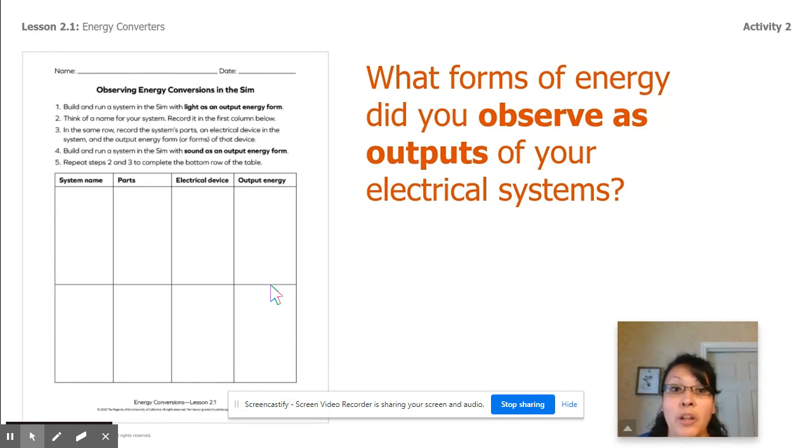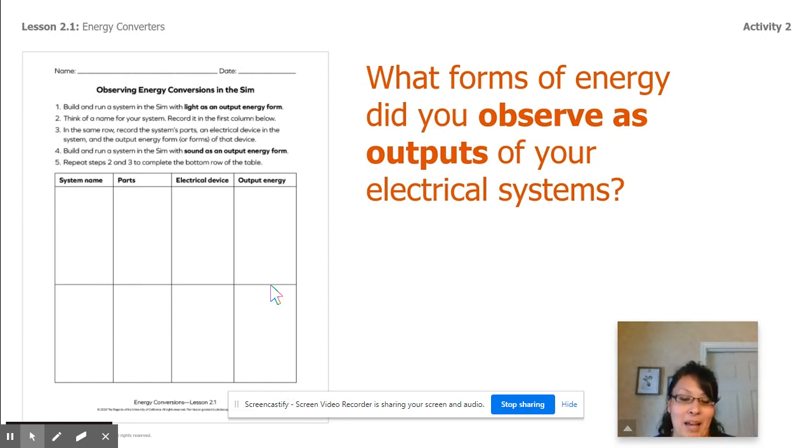Okay, so in the first one you had light as an output energy, and the 2 output forms should have been light and thermal. And then in your sound as an output energy form, what output energy forms did you have in that one? Yeah, you're right. You had sound and thermal. So if you notice, you had thermal in both of those electrical systems.